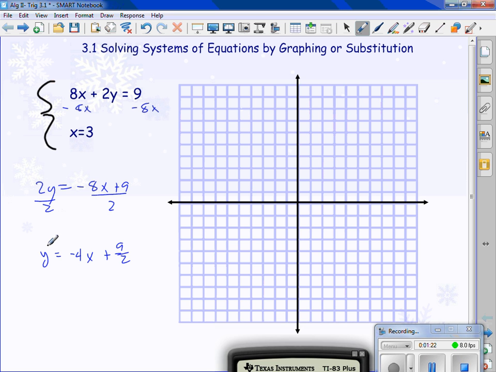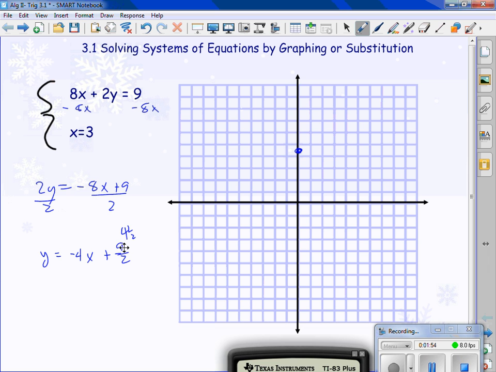Now I need to graph this one. How do I graph a 9 halves? It means 4.5. So it means go up 4.5. 1, 2, 3, 4 and a half. A common mistake, a lot of people think this is a slope and go over 9 or up 9 over 2. This just means you go up 4.5.